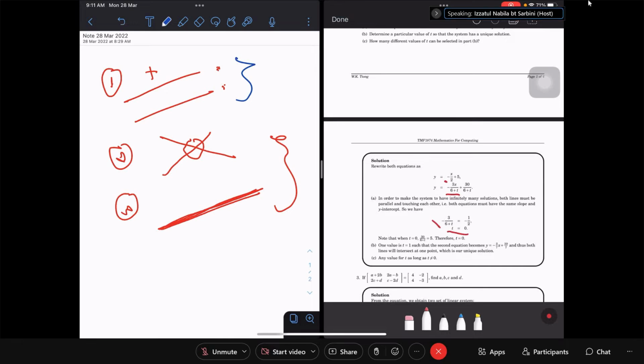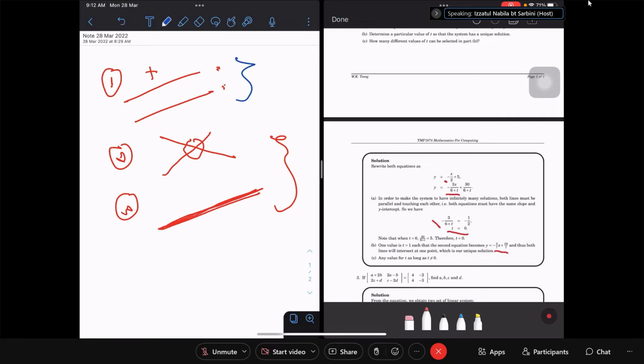And B, determine a particular value of t so that the system has a unique solution. Okay, for this one you need to do it by trial and error, alright? For one solution, one of the values will be t equals 1, okay? And such that the second equation becomes y equals negative 3 over 7 x plus 30 over 7.